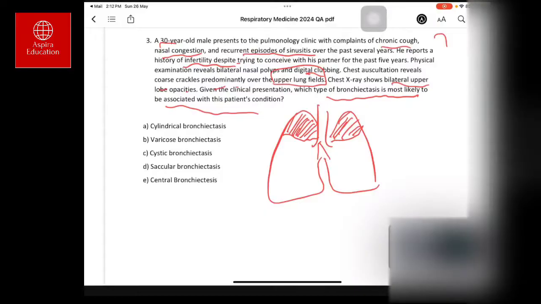Okay, what are the positives in the history that are guiding us? One is that this patient looks to be ciliary dyskinesia. Second, there are upper lobe consolidations.